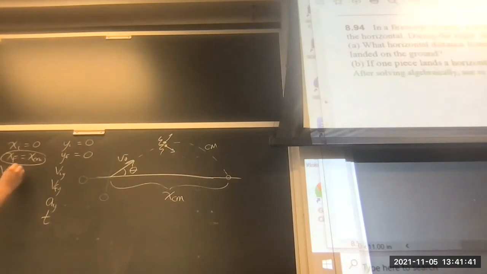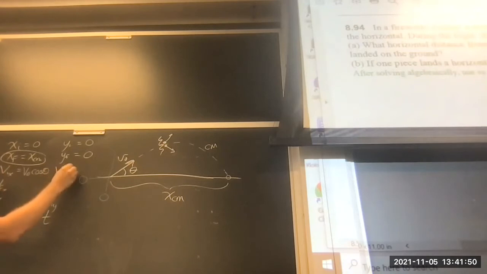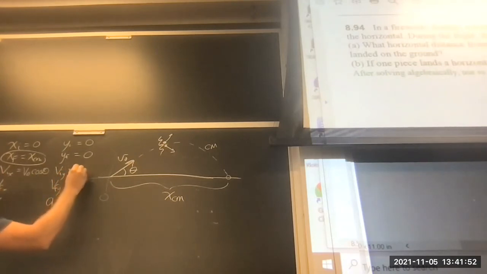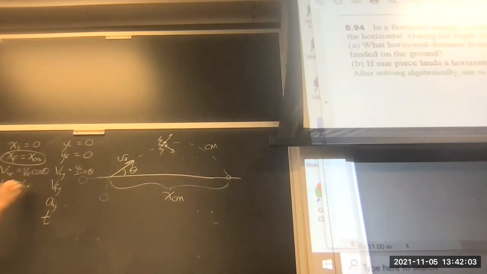Okay, what's our initial X velocity? V naught cosine theta. What's our initial Y? V naught sine theta. Good. What's our final X? Good. Why is it the same? Because the acceleration in the X direction is 0. Good. We don't know time either.